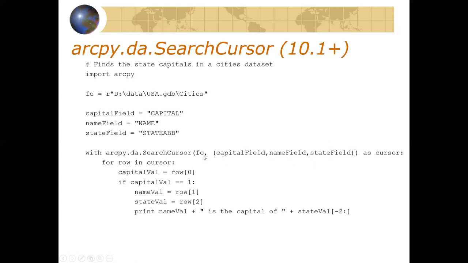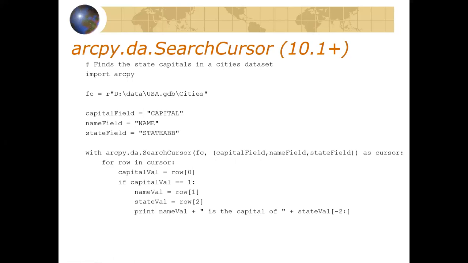And I close the parentheses on the arguments to the search cursor class. And I follow it up with an as clause where I basically define a variable that I want to store this search cursor in. And in a lot of examples, you're going to see that that variable is called simply cursor. But you're not limited to that. If you wanted to give it a more specific name, you could call it cities cursor. You could call it the search cursor, whatever you want to.